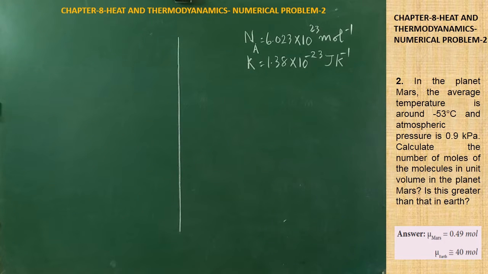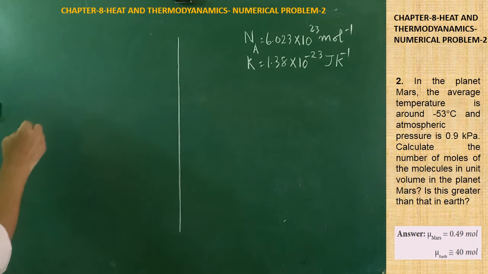Now we are going to solve the second problem in chapter 8, heat and thermodynamics. What is mentioned in the problem? On the planet Mars, the average temperature is around minus 53 degrees Celsius and the atmospheric pressure is 0.9 kilopascal. First I will note down these two values.